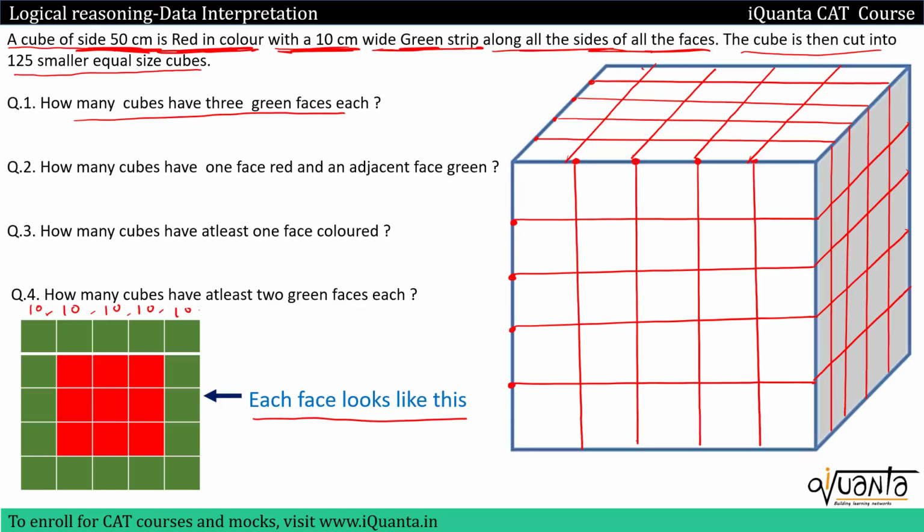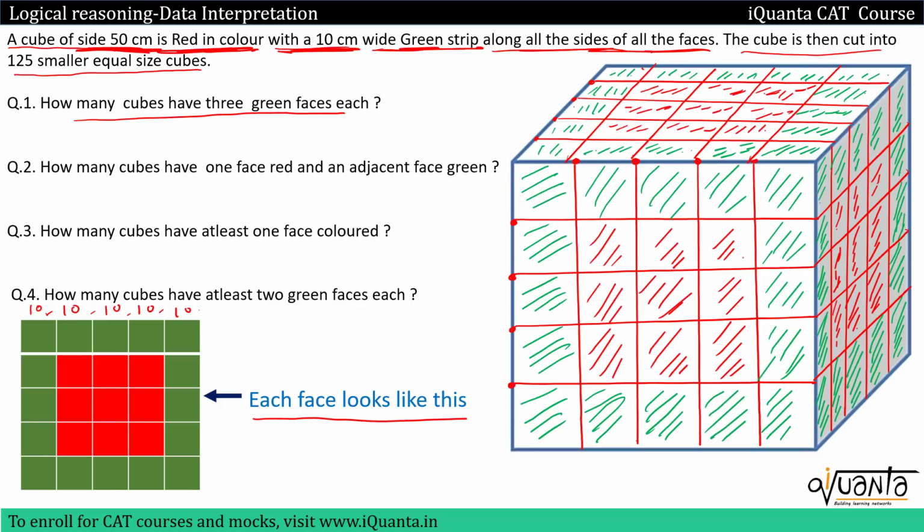Now on every face we'll have a green strip along all the sides and red in between. After coloring all the faces in the similar manner, the cube would look like this. The first question is asking us how many cubes have 3 green faces each. Now you should always remember 3 colored faces are always on the corners. So how many corners does a cube have? A cube has 8 corners. One of them is here, one of them is here, one here, one here. All these are corners, and one is at the back side, it is not visible.